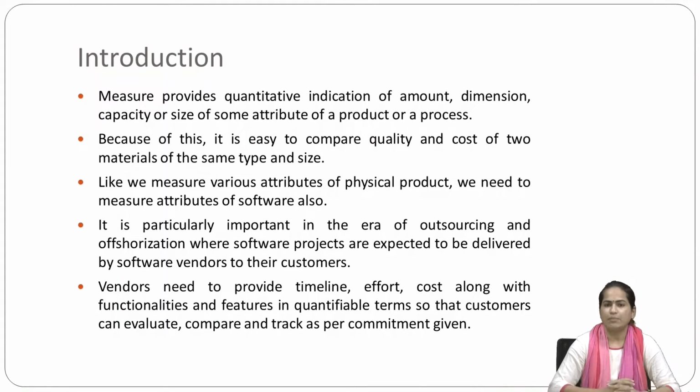So what are the things the vendors are providing? Vendors are providing the timeline. Timeline indicates what? From start to end, meaning when the project will start, when the project will end, and when the customer will have the delivery. That is called the timeline. Then efforts: how much effort will be required to complete this whole task? And the cost: how much will it cost for this project or this software? These things are provided by the vendors to the customers, and with it they also have to provide the functionalities and features which they are going to provide.